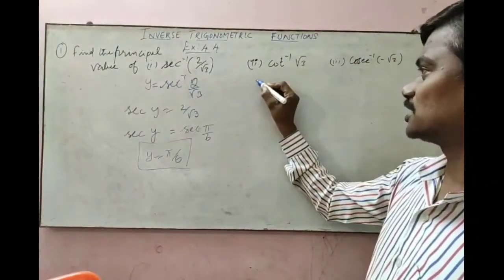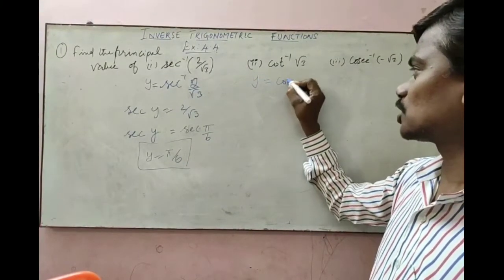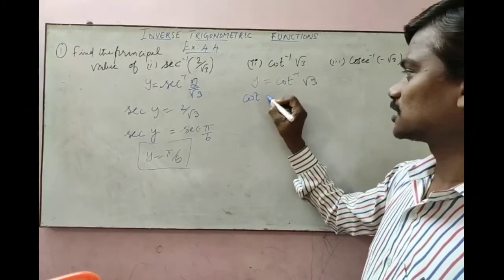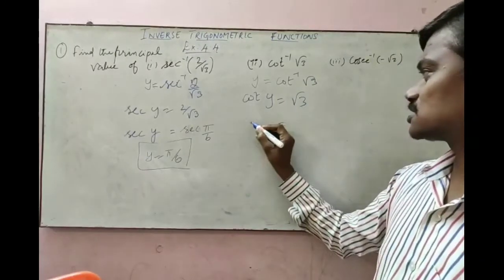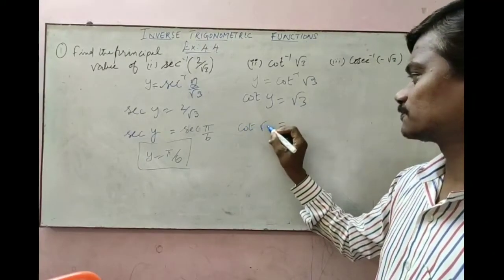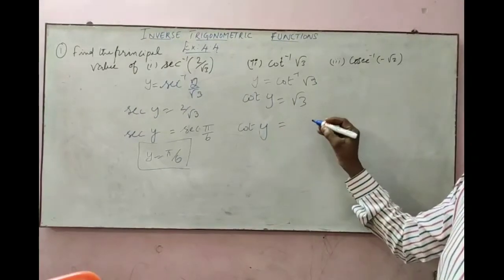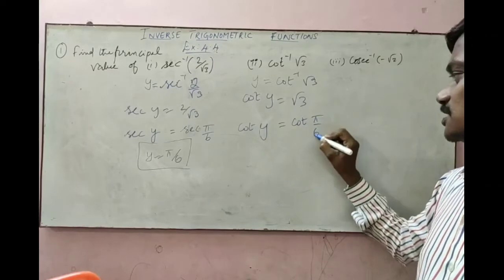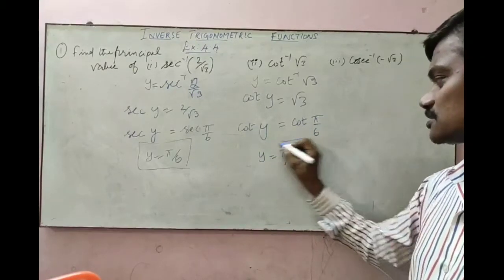Like that you can do the second sum. Here also you can assume this as y is equal to cot inverse of root 3. Then cot y is equal to root 3. Cot which degree is root 3? Cot 30 degree is root 3. So cot pi by 6. Here also y is equal to pi by 6.